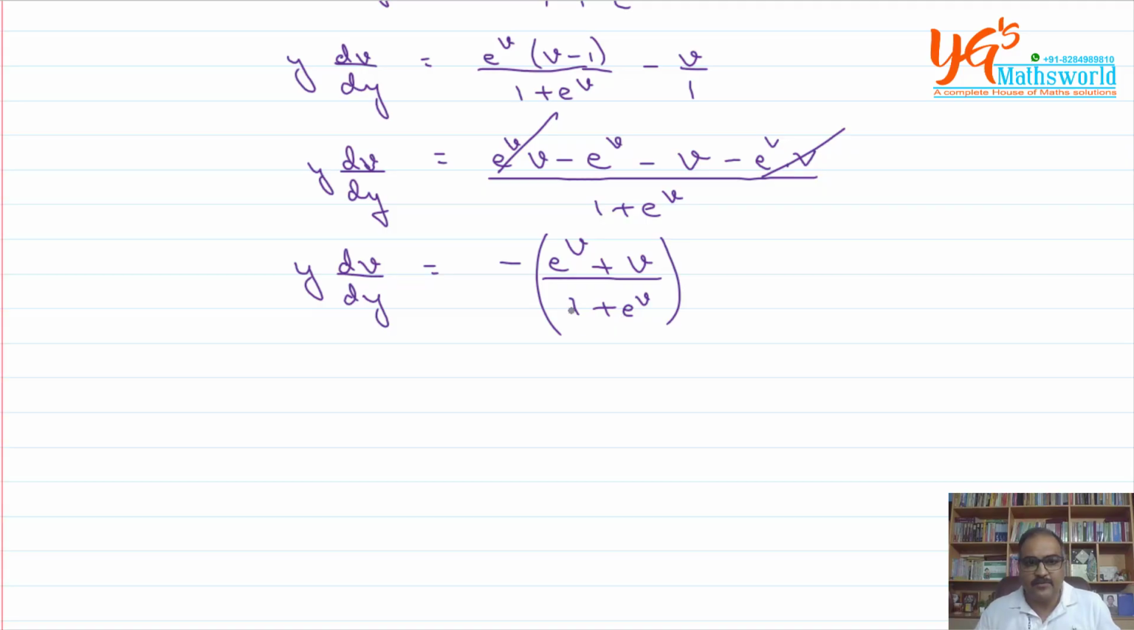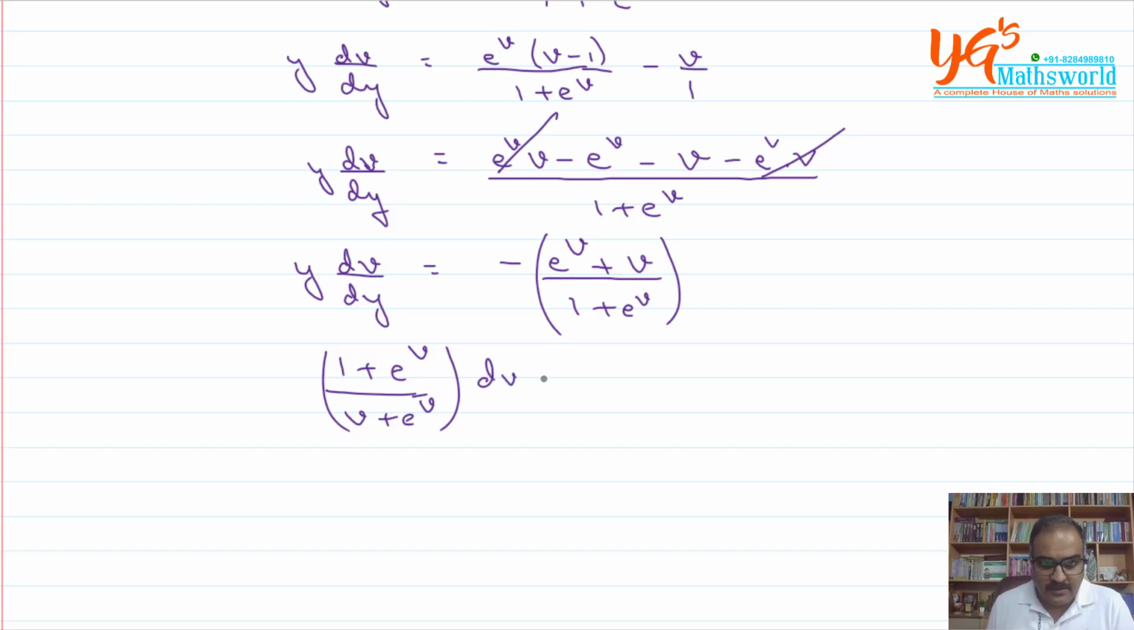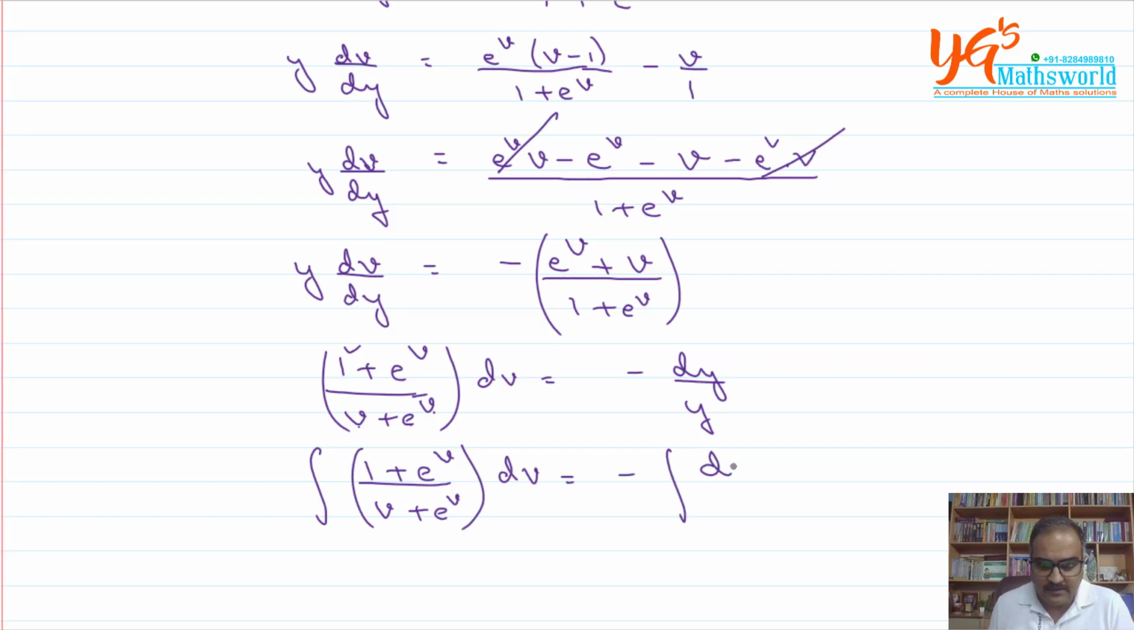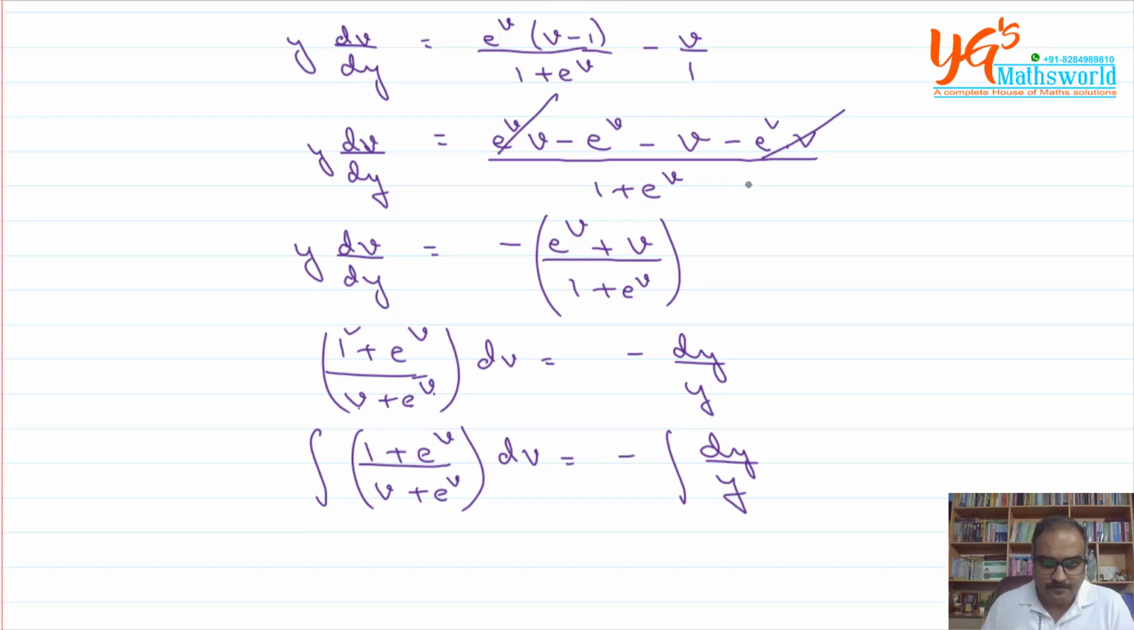Okay, so first of all I need to apply variable separable form, so it will be 1 plus e raised to power v over v plus e raised to power v dv is equal to minus dy over y. Now the derivative of v will be 1 and the derivative of e raised to v will be e raised to v. Integrating both sides, integral of 1 plus e raised to power v over v plus e raised to power v dv is equal to minus integral dy over y.